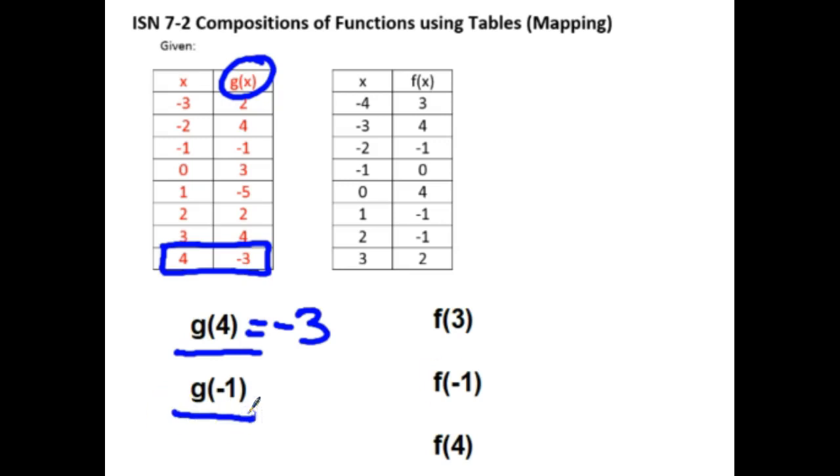It means that I am going to use the G table. I am going to find -1 in the X column. What goes with it? See how that works?